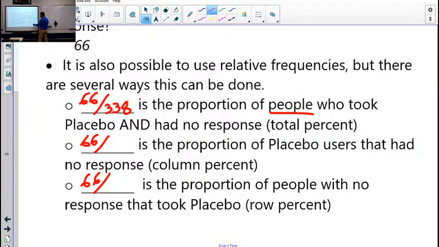Proportion of placebo users that had no response. So we want to go 66 out of all the placebo users. How many placebo users were there? 116? Okay.